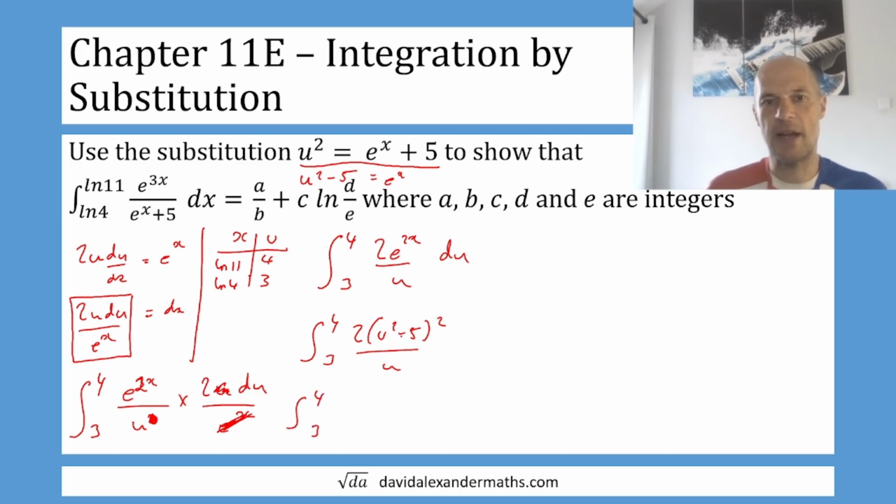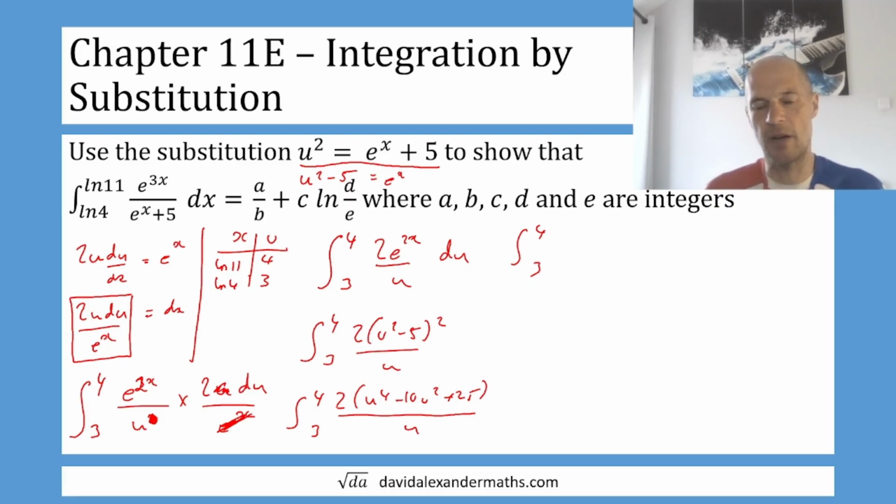Okay, so let's just expand out these brackets. I'll just keep the 2 on the outside for now. So that's going to be u to the power of 4 minus 10u squared plus 25 all over u. And for this next part, I'm going to expand the brackets by 2, but at the same time, I'll just do 2 things at once. I normally tell my students only do 1 step at a time. I think we can cope with this here.